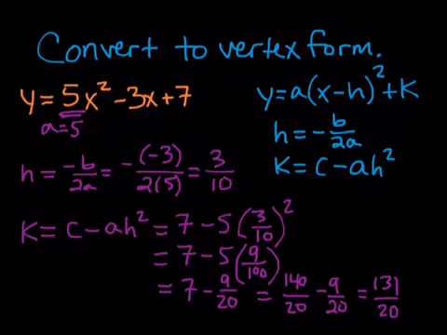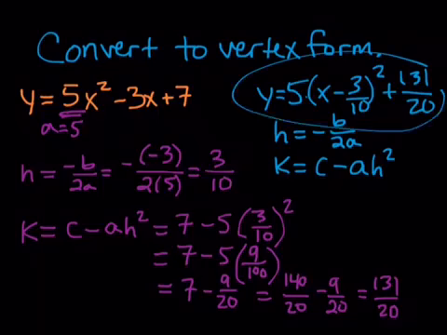Okay, so now that we have a, we have h, and we have k, the final step is to start with the general vertex form of an equation, this a times (x minus h) squared plus k, and just substitute in those values for a, h, and k. So I'm going to replace a with 5, replace h with 3/10, and replace k with 131 over 20. And that's it. So we've converted to vertex form.